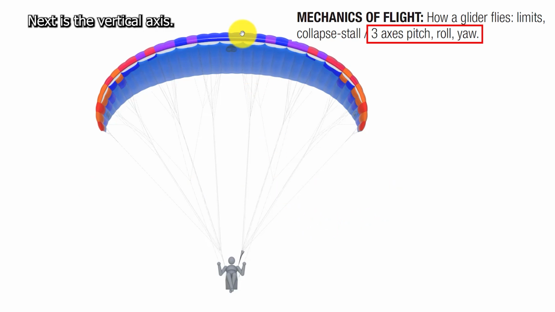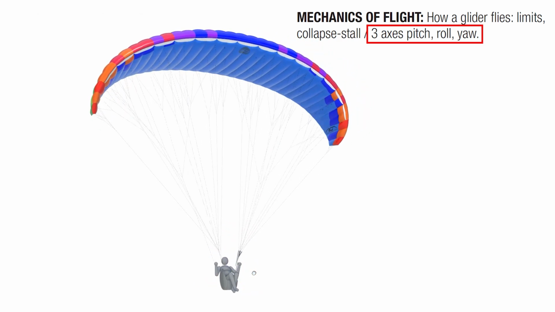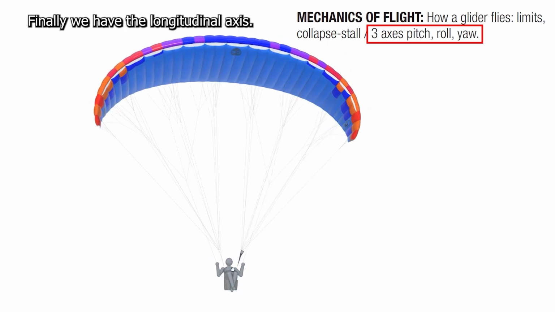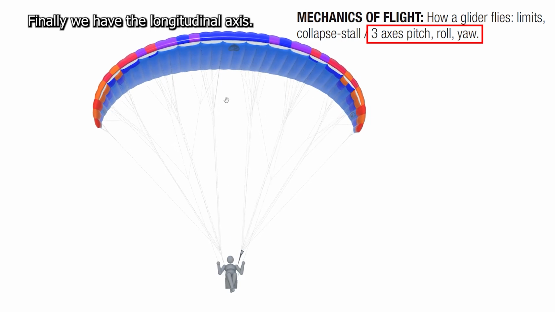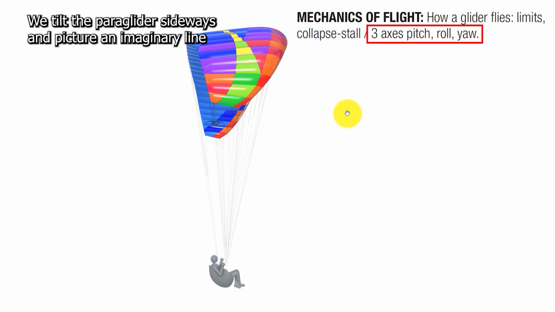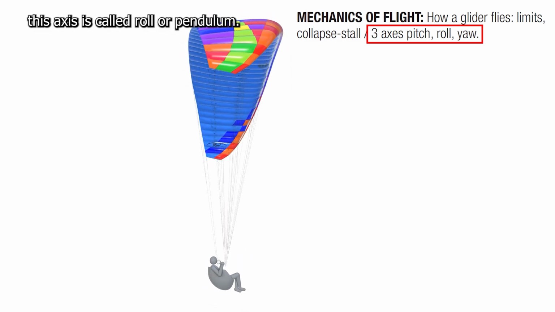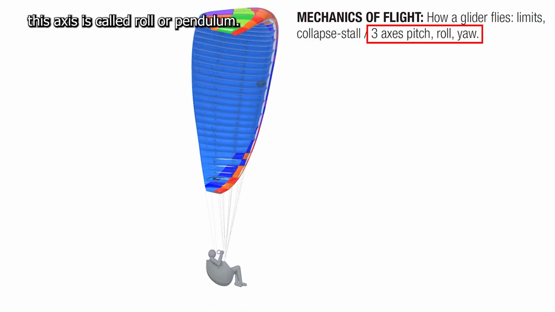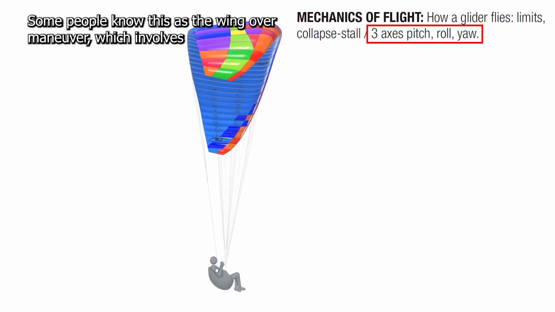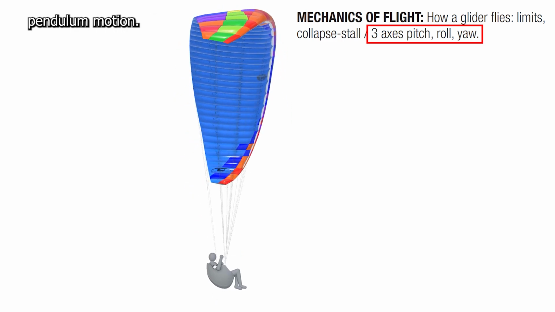Next is the vertical axis. Picture a vertical line. The paraglider makes this movement, called yaw. Finally, we have the longitudinal axis. We tilt the paraglider sideways and picture an imaginary line along it. The movement along this axis is called roll or pendulum. Some people know this as the wing-over maneuver, which involves pendulum motion.